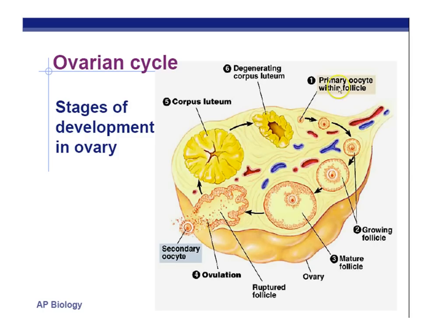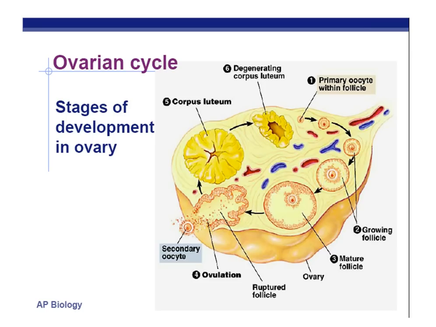All right, so the first step, primary oocyte within the follicle. This little outside part is called a follicle, and inside we have an oocyte, or an egg. The prefix oo refers to egg, and cyte refers to cell. So when I say oocyte, just think of it as an egg. The second step is the follicles start growing. So here we see the growing follicle, and the egg is still inside.